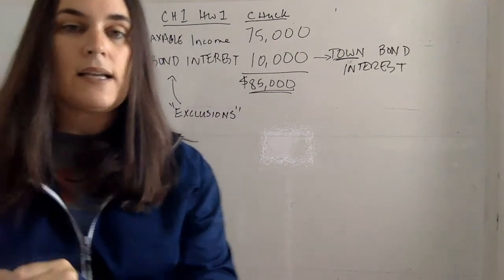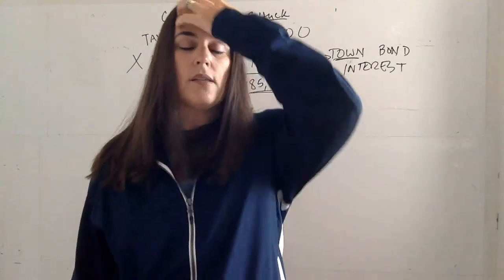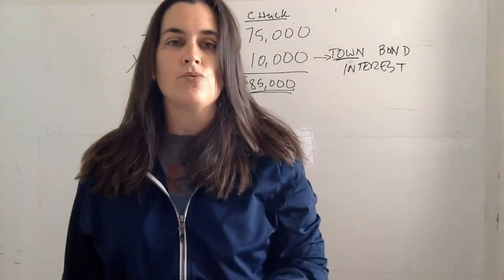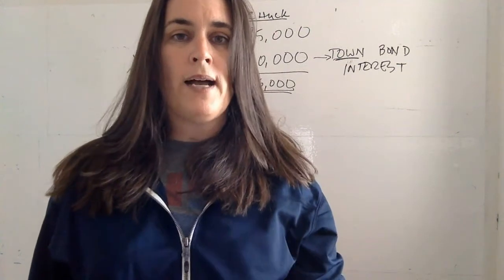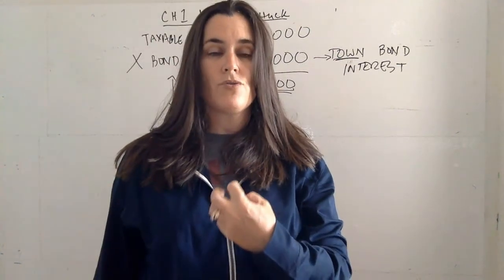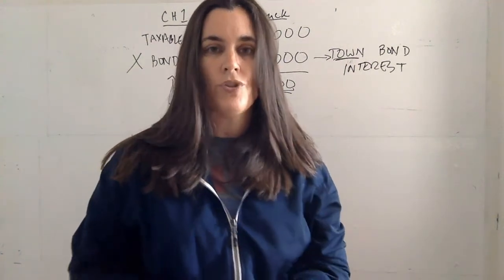Now, a question I'm going to ask in class that I'd like each of you to think about is, why would the IRS do this? And why would Congress do this, I should say, because Congress is the one who creates these rules. Why does Congress allow taxpayers to own municipal bonds and then receive that bond interest income and not have to pay tax on it? Think about that, and we'll talk about it in class.